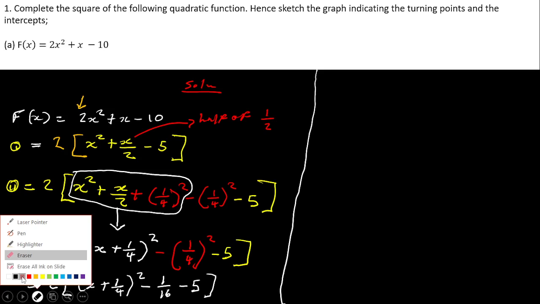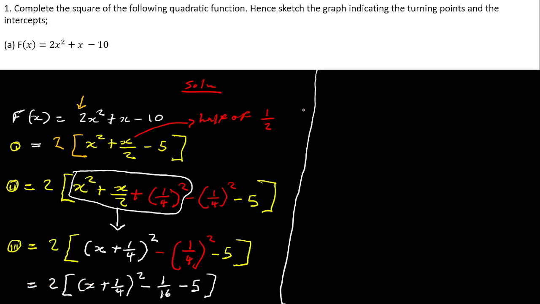So with this being said, when you work that out, you are simply going to have 2 outside there, then open bracket x plus 1 over 4, close bracket, squared, minus, and when 1 over 16 minus 5 is worked on, you are going to have 81 over 16, like that.